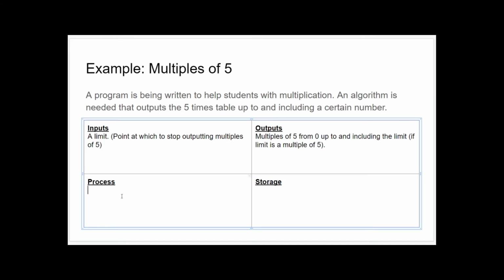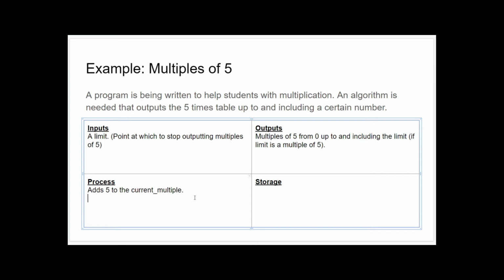Okay, moving on then to look at our processes. First of all, we're going to need a process that adds 5 to the current multiple. So we need to keep track of what the multiple of 5 is that we're currently on, as we're increasing through the 5 times table. And one process that we need is to add 5 to that, so that we can move on to the next multiple of 5. The second process that we're going to need is a check.